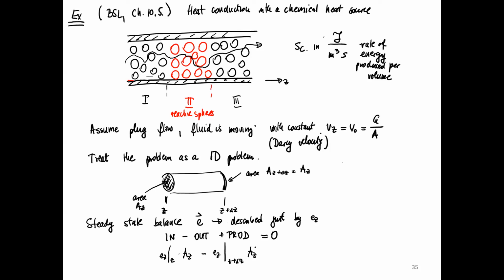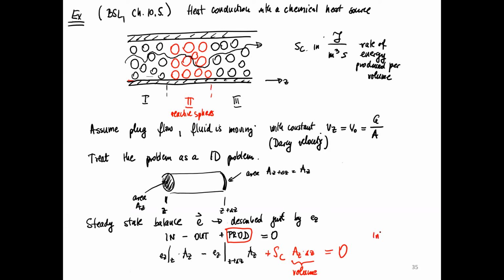Minus EZ on the other end, at Z plus delta Z, also times the same area. Again, this is a 1D problem, so everything is the same on both ends. But what we have specifically in this region of reactive spheres, and because of that I'm going to write it in red, is a production term, plus SC, where SC is the rate of energy produced per volume. The volume of this is this cross-sectional area AZ times delta Z. Does everybody agree with that part? And that all has to be equal to 0.